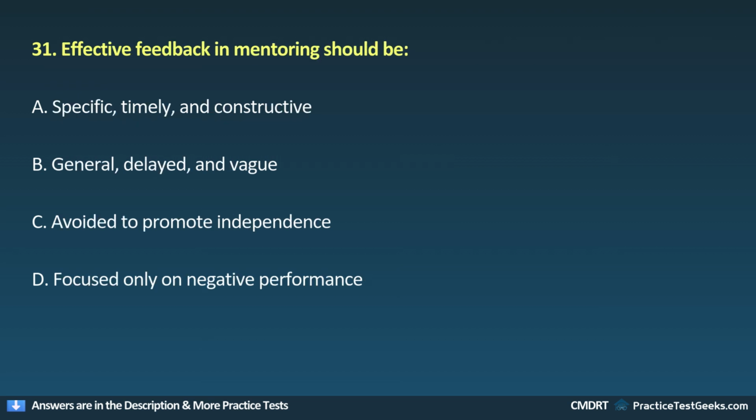31. Effective feedback in mentoring should be: A. Specific, timely, and constructive. B. General, delayed, and vague. C. Avoided to promote independence. D. Focused only on negative performance.